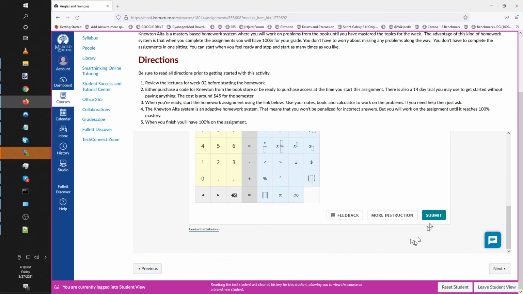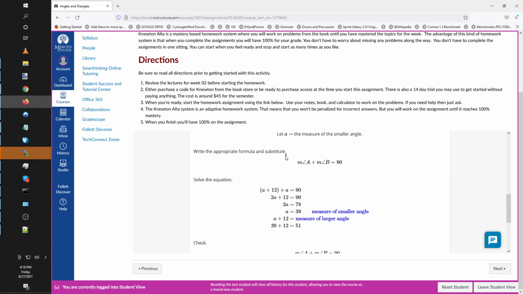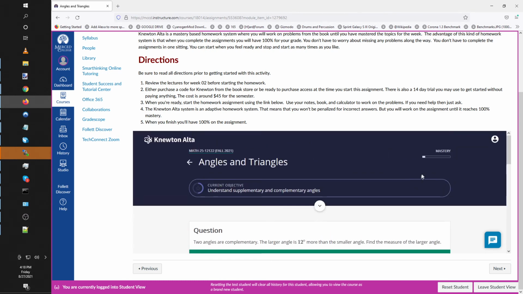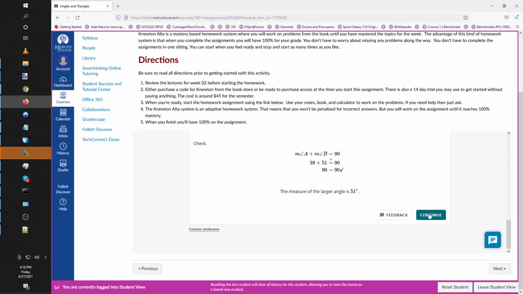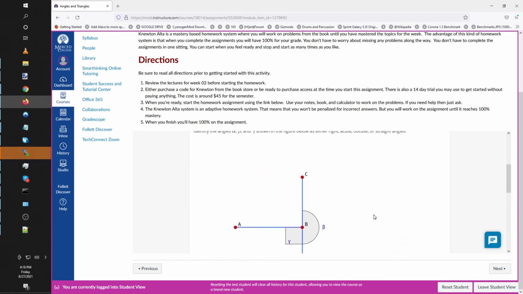So same type of problem. Submit. We got it right. Again, they show you how to do it if you get it wrong or if you get it right. And look, I've already got 10% on this homework assignment. Okay, so you continue on in that fashion, and eventually you'll get there.